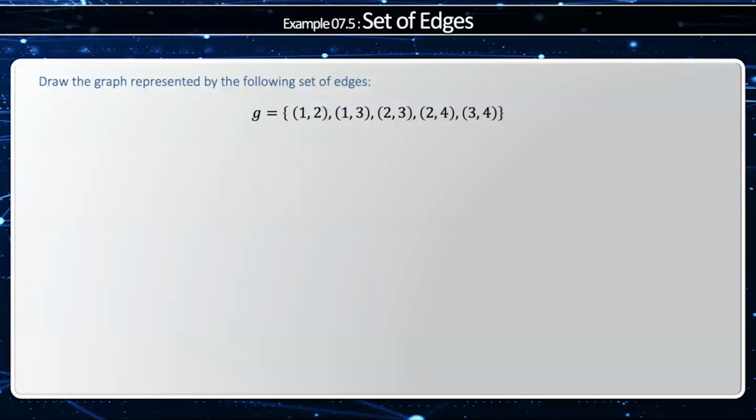Okay, try this example on your own. Given a graph that has 1, 2, 3, 4, 5 edges, can you draw the graph corresponding to it? Pause the video, try this, and then resume the video.